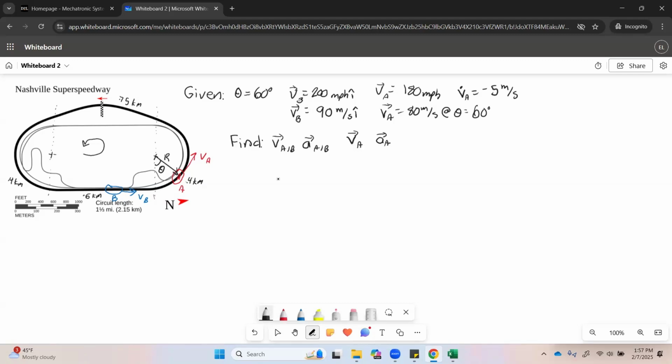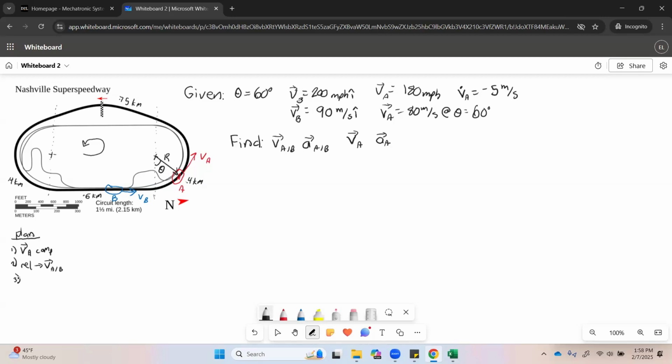Okay, so our game plan. Step one is that we need to find the components of VA in X and Y. We'll have to use theta for that. Step two, we can find the relative velocity. So use that relative velocity formula to get velocity of A with respect to B.